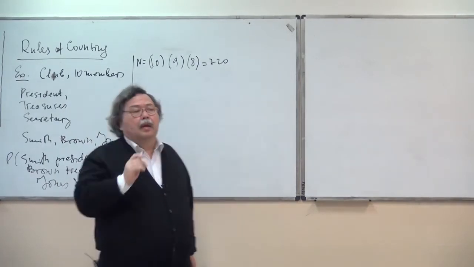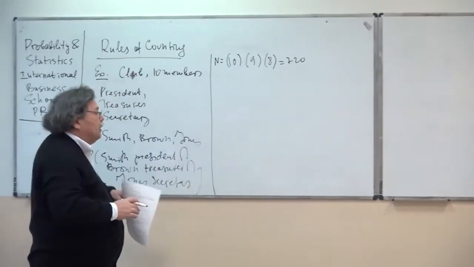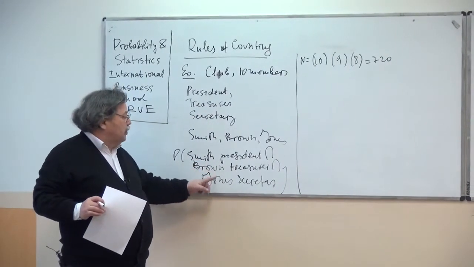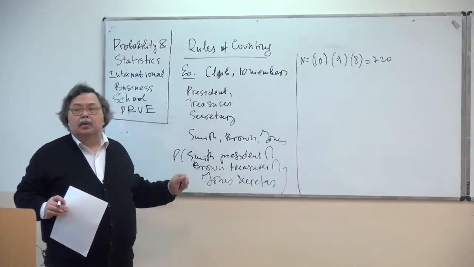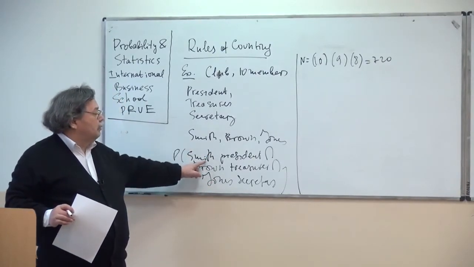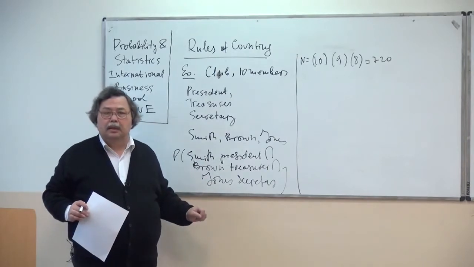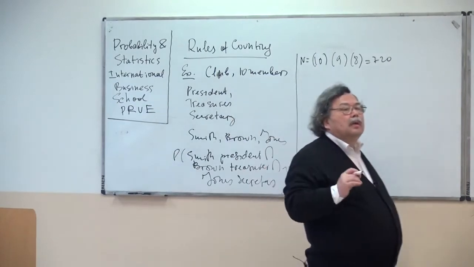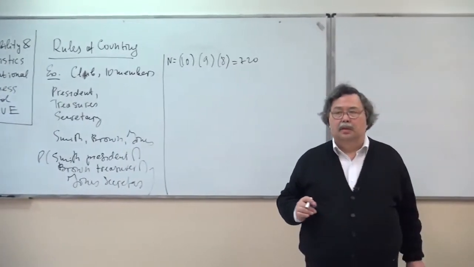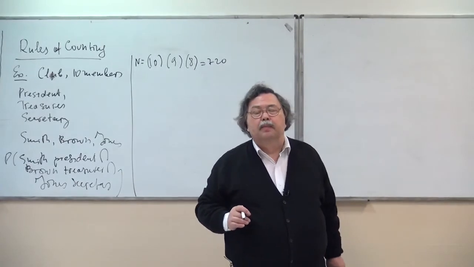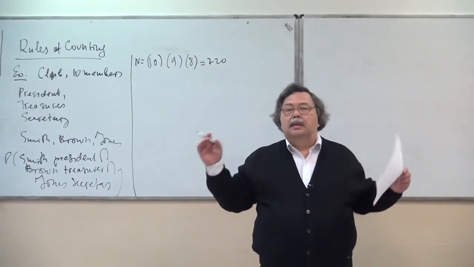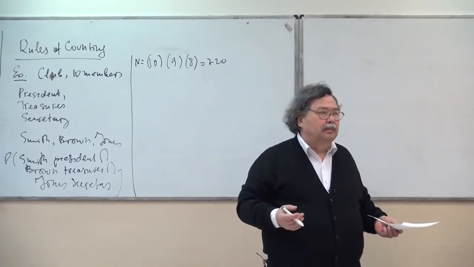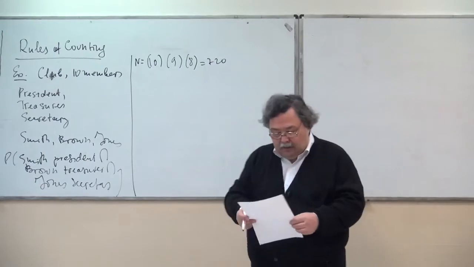But it's important to understand this. Smith president, Brown treasurer, and Jones secretary is not the same as Brown president, Smith treasurer, and Jones secretary. Do you understand this? So we talk about ordered selections. The order is important here. We consider as different selections that only are different in terms of order. Get this? All right.